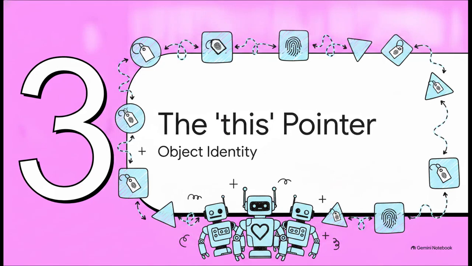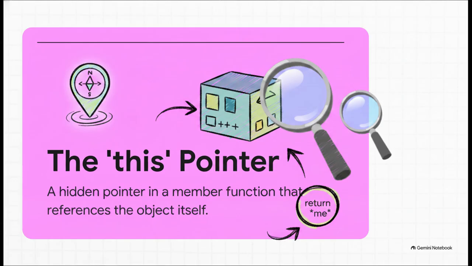Next up, section 3, understanding the this pointer. To really make these operators hum, especially when we're stringing multiple operations together, we have to introduce a hidden identity tag that lives inside every single object you create. Think of the this pointer as a built-in GPS for your object. When a member function is running, it sometimes needs a way to refer to the exact object that called it. The this pointer lets that function say, hey, return *this, me, the entire object, as one whole unit.